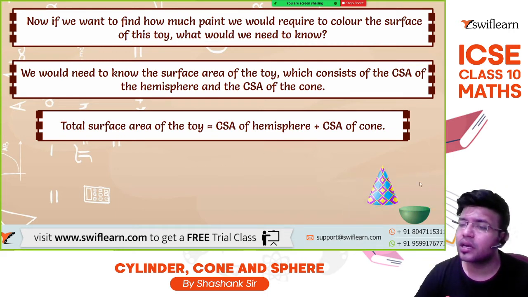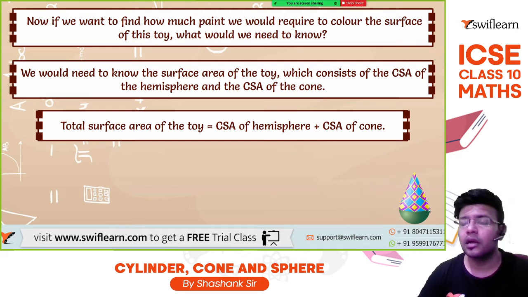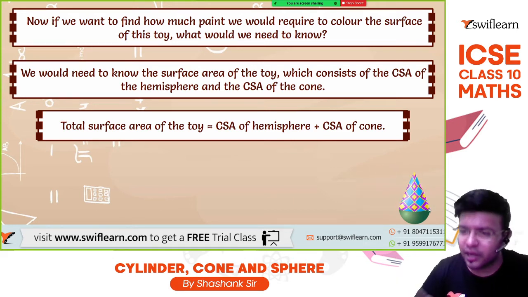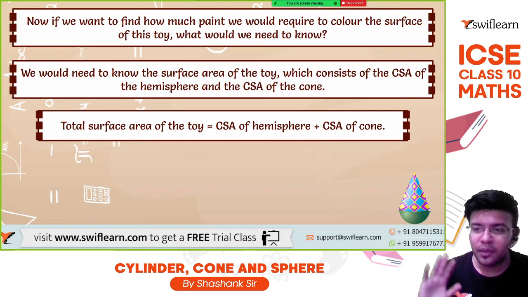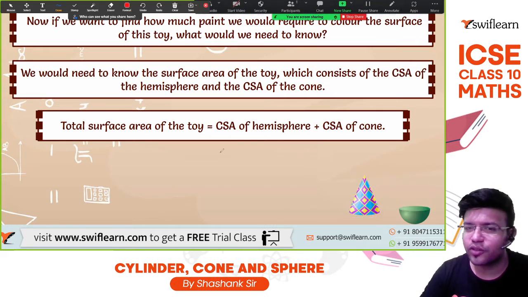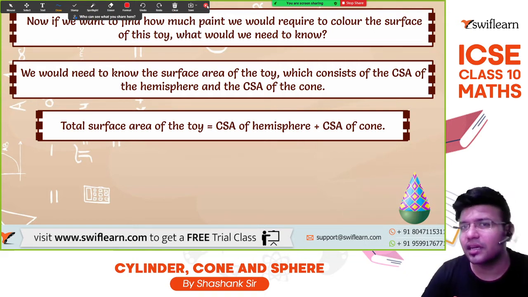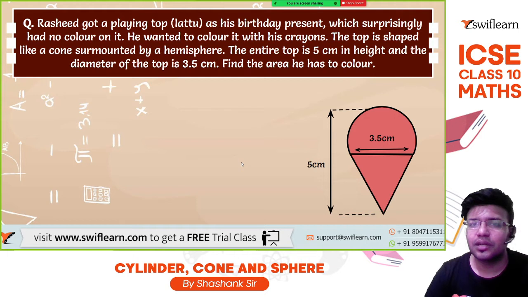Yes sir, what about the base area? The base is getting hidden, right? You needn't paint it. You only need to paint the curved surface area of the hemisphere and the curved surface area of the cone. That is all you have to paint, so we do not consider the base area. Yes, so let's solve a problem based on this.